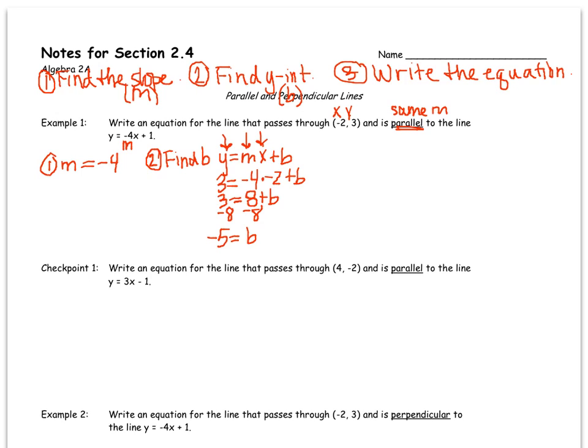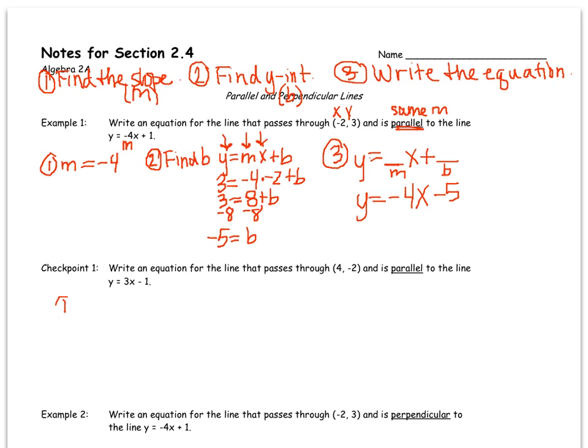So I found my slope, I found my y-intercept, and now let's do step 3, write our equation. And it's y equals something times x plus something. Here goes my m, and this is where my b goes. So it's y equals -4x. And instead of plus a negative 5, I'm just going to write minus 5. But I will accept plus a negative 5. I would not mark that down at all. So pause the video and try checkpoint 1 on your own.